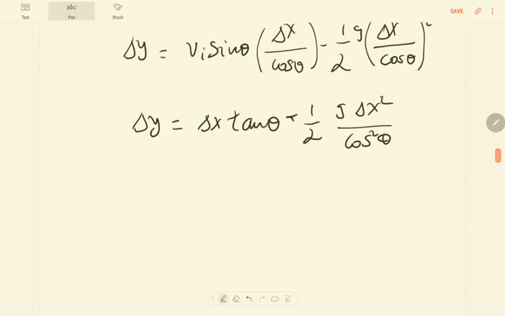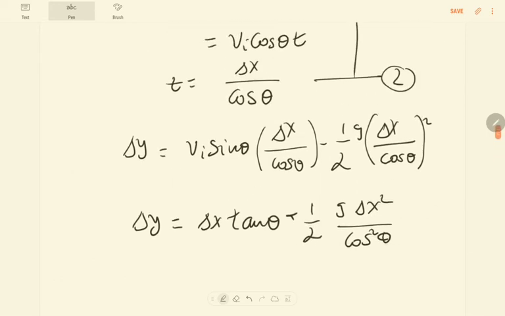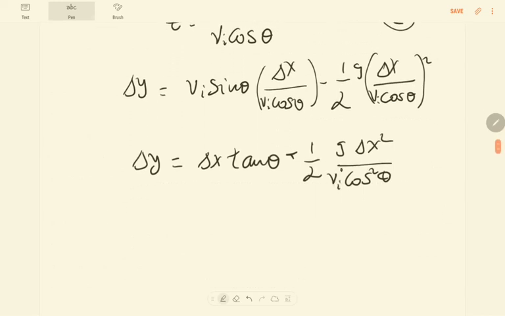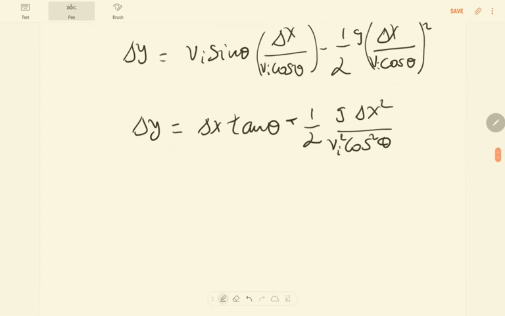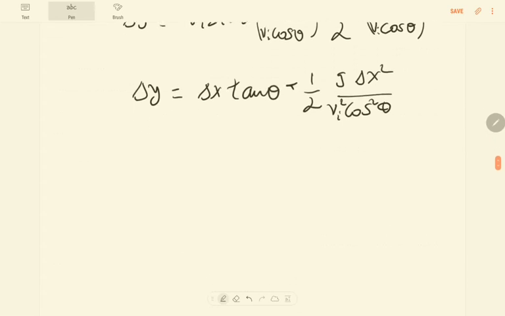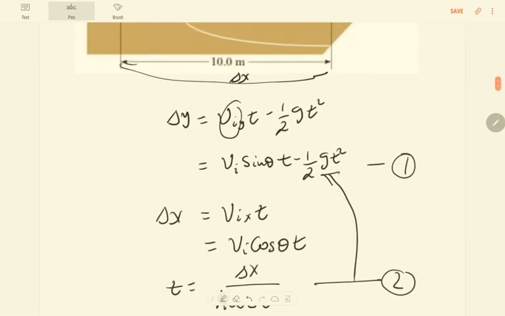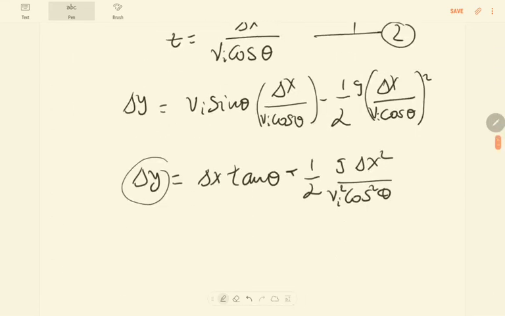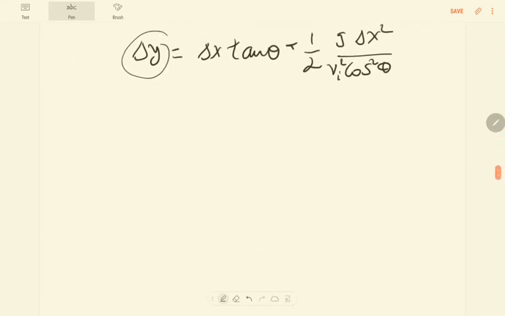Don't forget here we have the initial velocity, because that's what we're going to find. So now everything is given. We know delta x, which is the horizontal displacement of the basketball, and the vertical displacement, which is 3.05 meters minus 2 meters, and that would be a simple substitution.